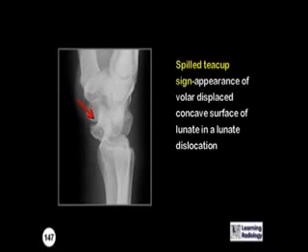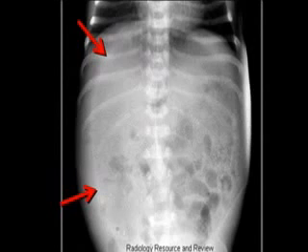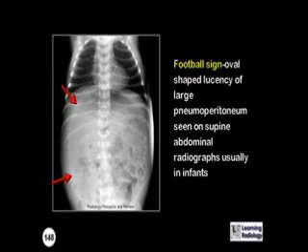This is the spilled teacup sign, the appearance of the volar displaced concave surface of the lunate in a lunate dislocation. What is the name of this sign? This is the football sign, the oval-shaped lucency representing a large pneumoperitoneum.